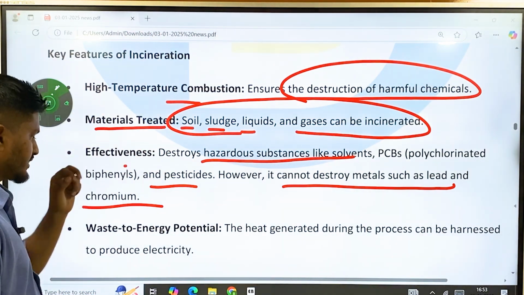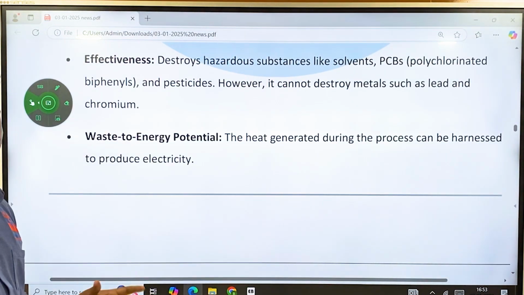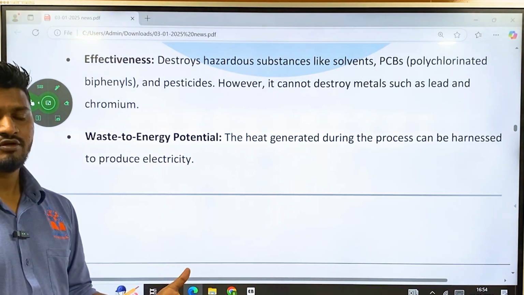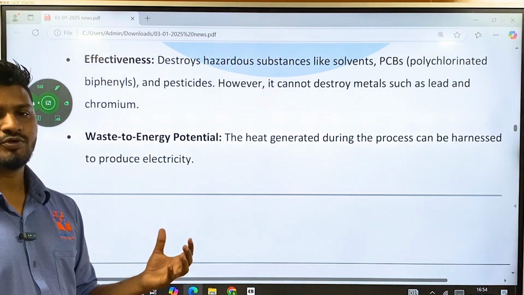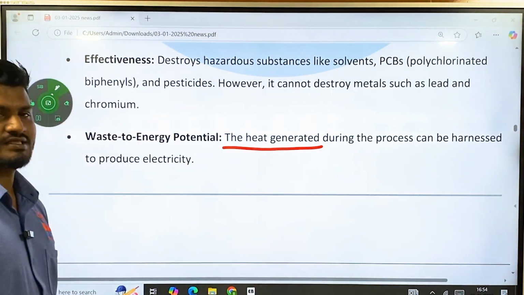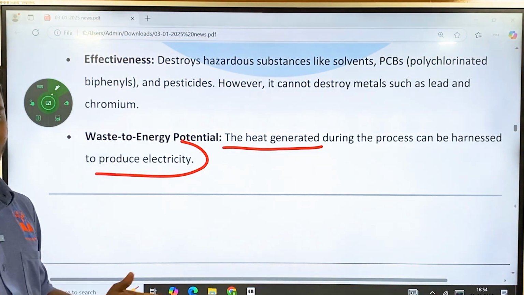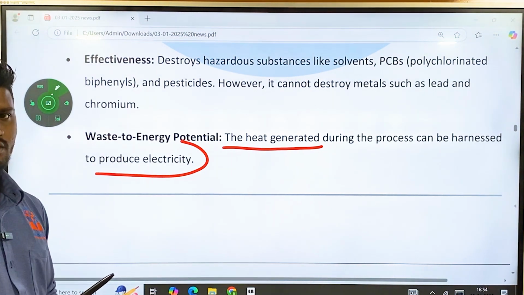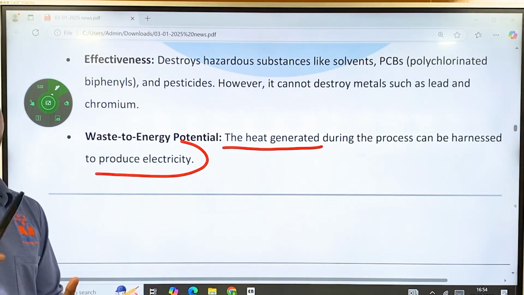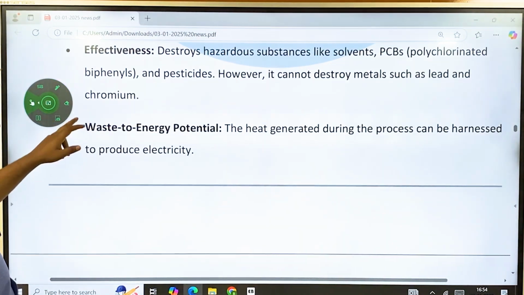And there is also a positive of waste-to-energy potential, meaning in incineration the very basic idea is that you are going to burn the hazardous waste. When you burn the hazardous waste, you are going to produce some sort of heat. That heat generated during the process can be harnessed to produce electricity, meaning using the heat you can convert water into steam. That steam can be used to run the turbines, which is what happens in thermal power plants.